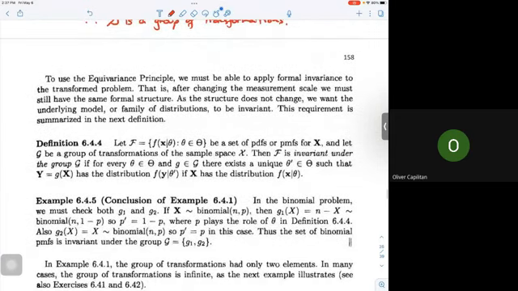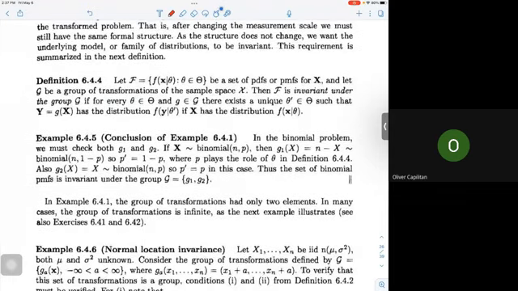So to use the equivariance principle, we must be able to apply formal invariance to the transformed problem. That is, after changing the measurement scale, we must still have the same formal structure. As the structure does not change, we want the underlying model or family of the distributions to be invariant. So this requirement is summarized in the next definition.